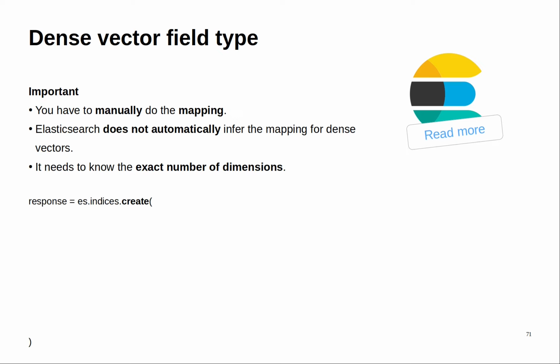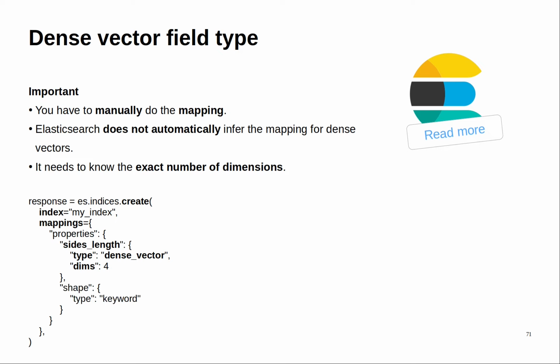In a previous video in this series, we covered how to set up the mapping. Here is an example that shows the creation of an index with two properties, size length and shape. The size length is defined as a dense vector with 4 dimensions. You can also provide additional parameters to size length, which are available in the documentation. The second field, shape, is defined as a keyword, but this is not important in our case.